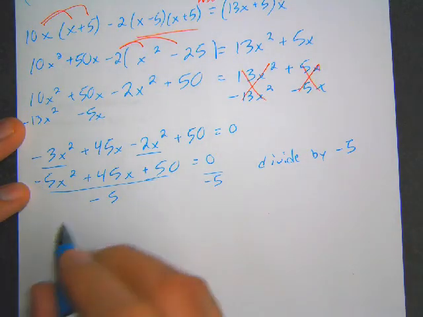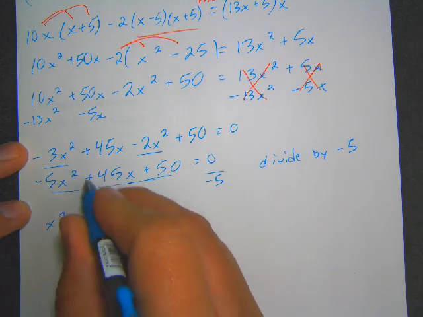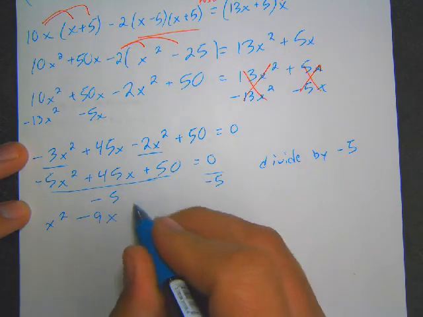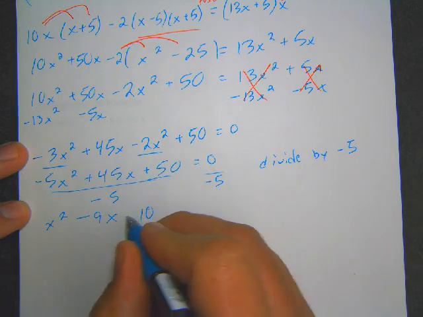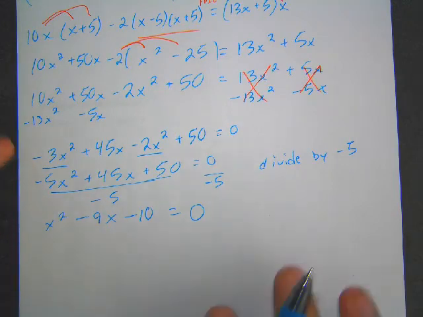Here negative 5 divided by negative 5 is 1, so that just becomes x squared. 45 divided by 5 is 9, and a positive divided by negative is a negative, negative 9x. And 50 divided by 5 is 10, and then positive divided by negative is a negative. And 0 divided by anything is 0. So now that one's a little bit easier to factor.